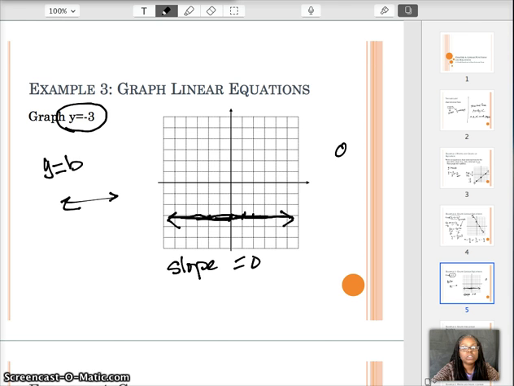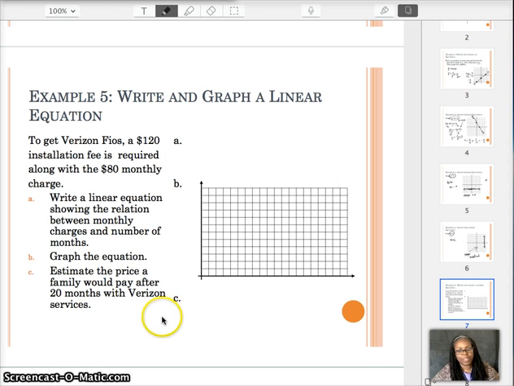All right, our final example is to write and graph a linear equation. So we've got a couple of parts to this, and I hope you guys can see this okay. So example 5, to get Verizon Fios, and this is actually from my real life. I totally wrote this down, and we ended up not getting Verizon, but that's personal. Okay, to get Verizon Fios, a $120 installation fee is required, along with an $80 monthly charge.